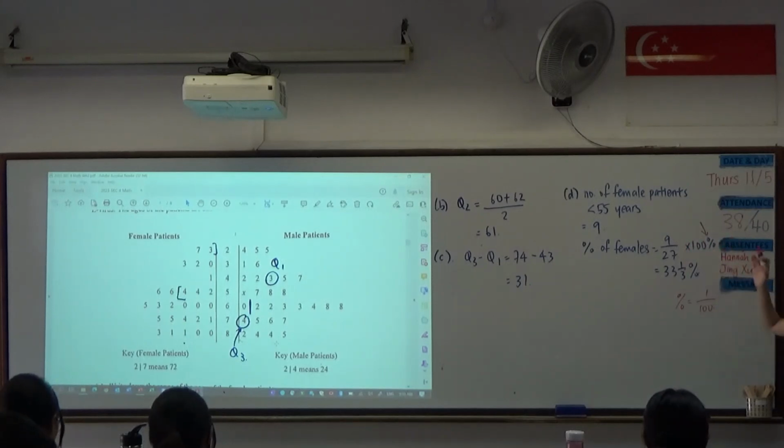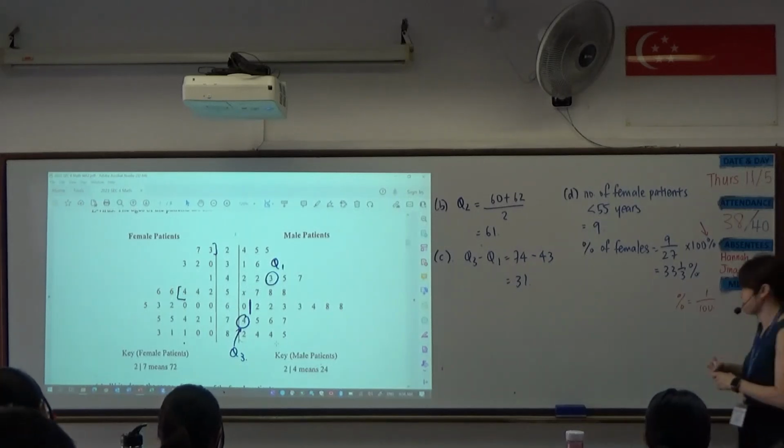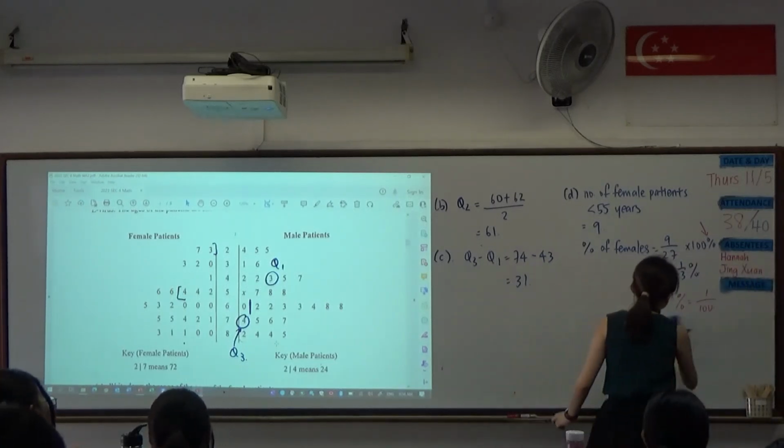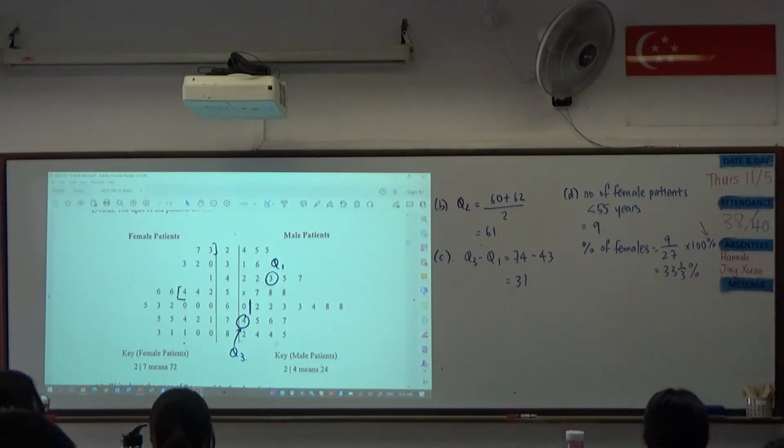But in your calculator, you press times 100 only. Okay, in calculator, we only press times 100. Right? Because the percentage sign follows. Right? So therefore, this is the percentage of females. And then it should be equals to the percentage of males.